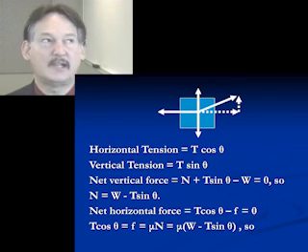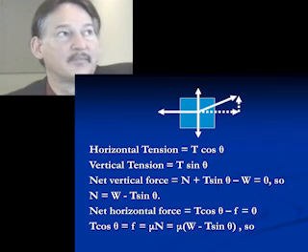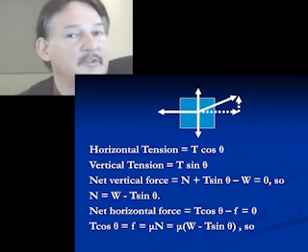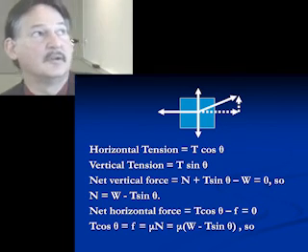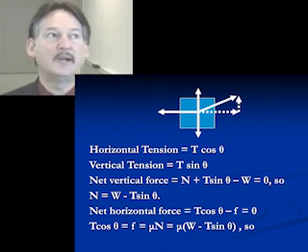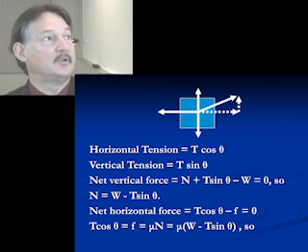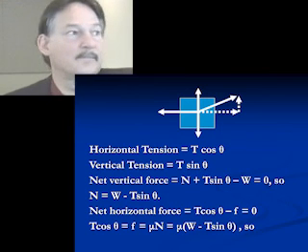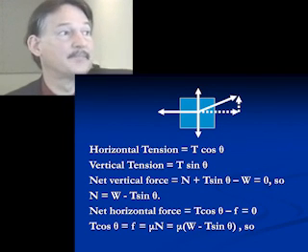Here's our representation. We have the weight of the box. We have friction acting backward. We have the normal force. And we have the person exerting the tension. And that can be decomposed into the portion pulling to the right and the portion lifting up. So the portion pulling to the right, the horizontal portion of the tension, is T cosine theta. The portion of the tension pulling straight up is T sine theta.